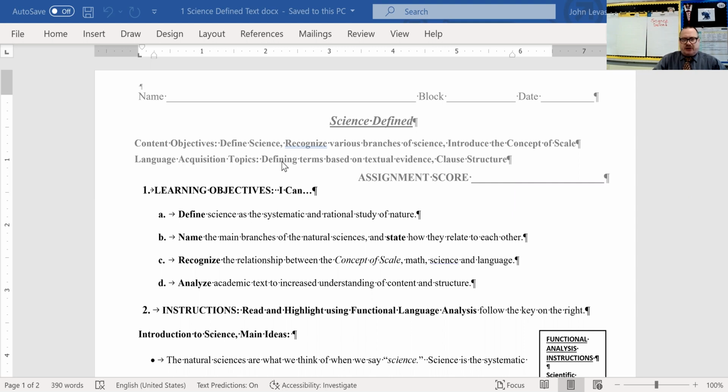Our language acquisition topics, we want to define terms based on textual evidence. And we want to look at clause structure, subject and predicate. And subject and predicate are often separated by finding the process, the action, and the type of words that make processes or actions are called verbs.